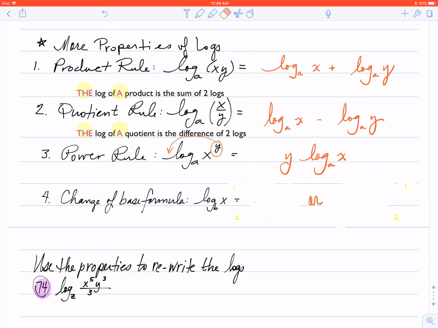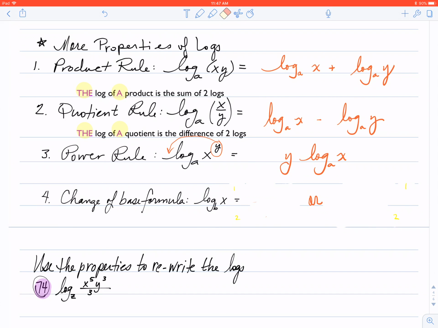And then the last rule is a rule that you're really not going to run into very often, but if you are looking at a log and you see that it has a base you don't like, a base of b, maybe it's a base of 3 or a base of 9 or some number you don't like. Our 2 special logs are common logs and natural logs. Those are the bases we really like. So you might want to change it to one of those 2 bases. So if you had a log base some number you don't like, you can change it either to a common log or to a natural log.